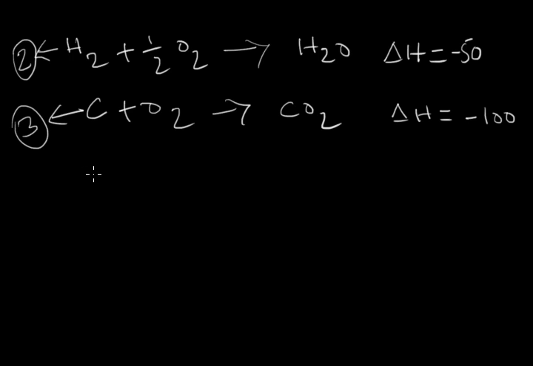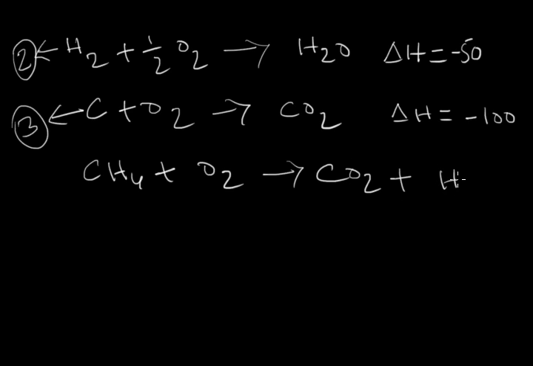And the target equation is heat of combustion of methane, that is CH4 plus O2 give CO2 plus H2O. To balance the equation, H2O is 2 moles and O2 required is 2. This is our target equation, and we have to find this delta H value.